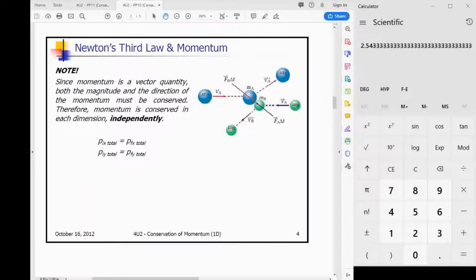Now, momentum is a vector quantity, but what's interesting about this is that the momentum is conserved in each dimension independently. So the momentum in the x direction has to be the same in both the initial and final conditions, and the momentum in the y direction has to be the same in both the initial and final conditions. When we get into conservation of momentum in 2 dimensions, this is an important property.